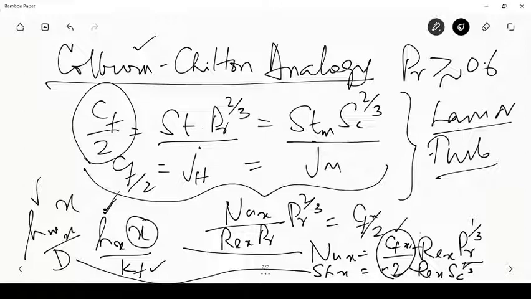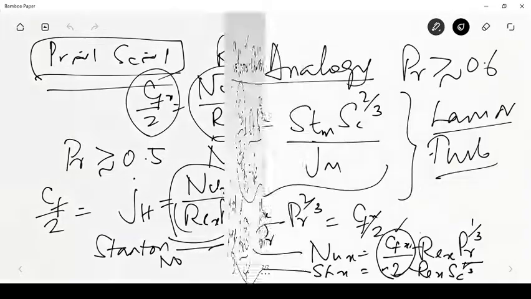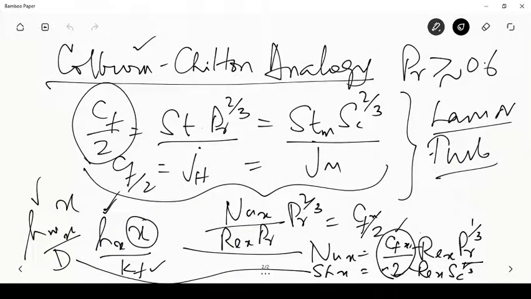We can use the analogy not only when Prandtl number or Schmidt number equal to 1, because that is something that we learned in the previous class, that the Reynolds analogy can be used when Prandtl number and Schmidt number are 1. What we find is that the Colburn-Chilton analogy can be used even when Prandtl number is not equal to 1, but is greater than 0.6. What is interesting is that for Prandtl number less than 1, the results of heat transfer and mass transfer can be directly related to each other. So that is not a problem. But for Prandtl number greater than 1, you need to bring in the Prandtl number.